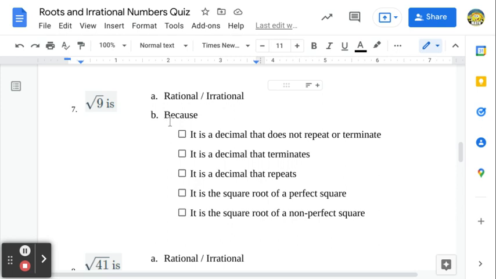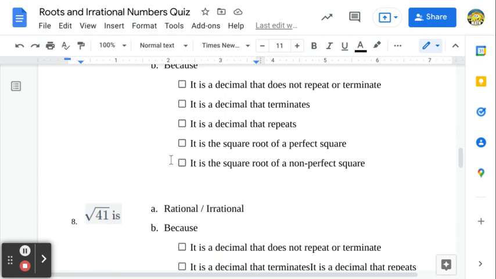And based on that, the reason: because first one, it is a decimal that does not repeat or terminate. Or it is a decimal that terminates. Or it is a decimal that repeats. Or it is the square root of a perfect square. Or it is the square root of a non-perfect square. And that is for square root of 9.